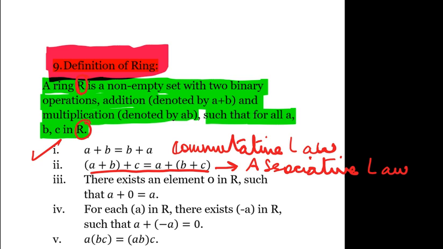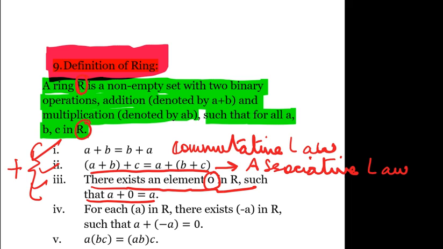Okay, this is the associative law. What is the second one? There is an element 0 in R such that A plus 0 is equal to A. So these three properties are for the addition part.